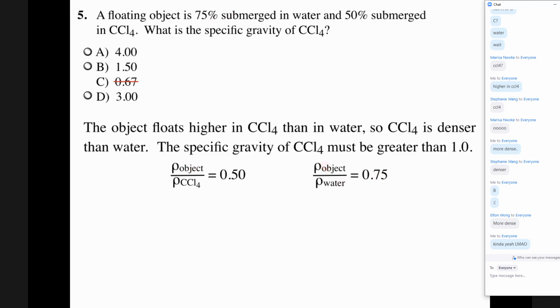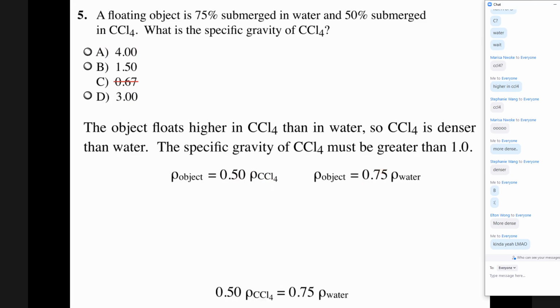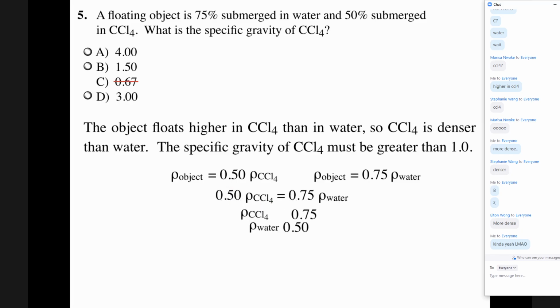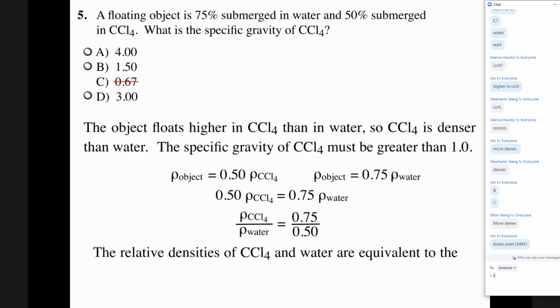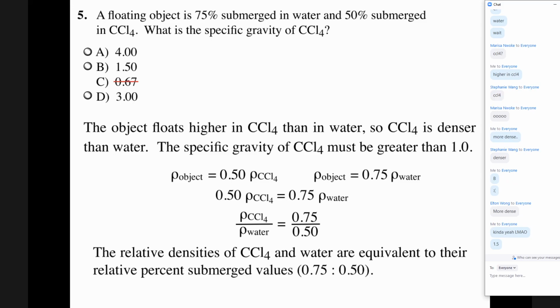They each have density of the object, so I'm going to move this over here, multiply both sides, and put it into this. And then I'm simply going to set this equal to this. Okay, so I'm ultimately looking for density of CCl4 divided by density of water. So I'm going to divide this side by density of water and then move the 0.5 over there. So in doing that, what is 75 over 50? 1.5. Perfect, 1.50.